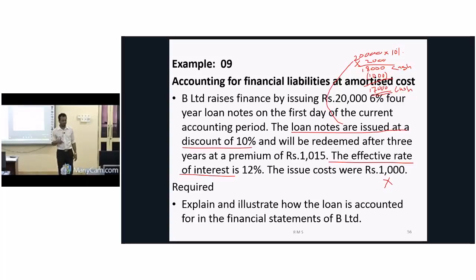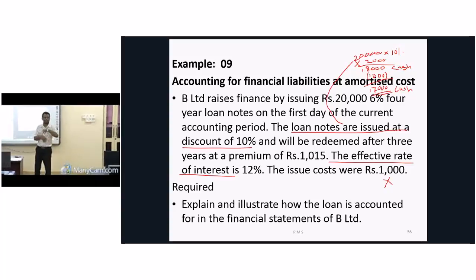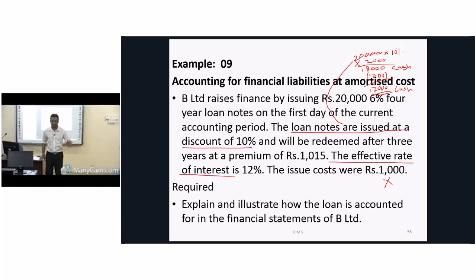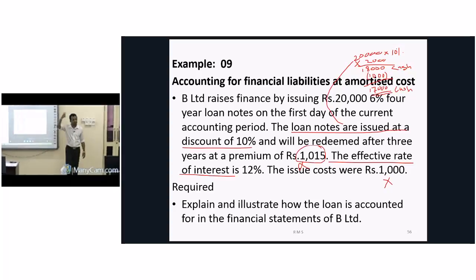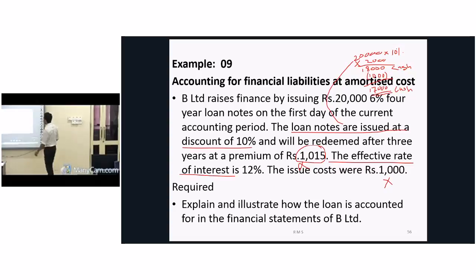Now we are going to learn how to incorporate transactional cost into this story. In previous questions we didn't touch transactional cost. But if you remember, when you learned theory, everywhere I told you to include transactional cost, but we didn't practice how to take it into accounts. Then there is another one, a premium of 1015. It will be paid at the end of how many years? 3 years. Then there are three expenses if you note very carefully.